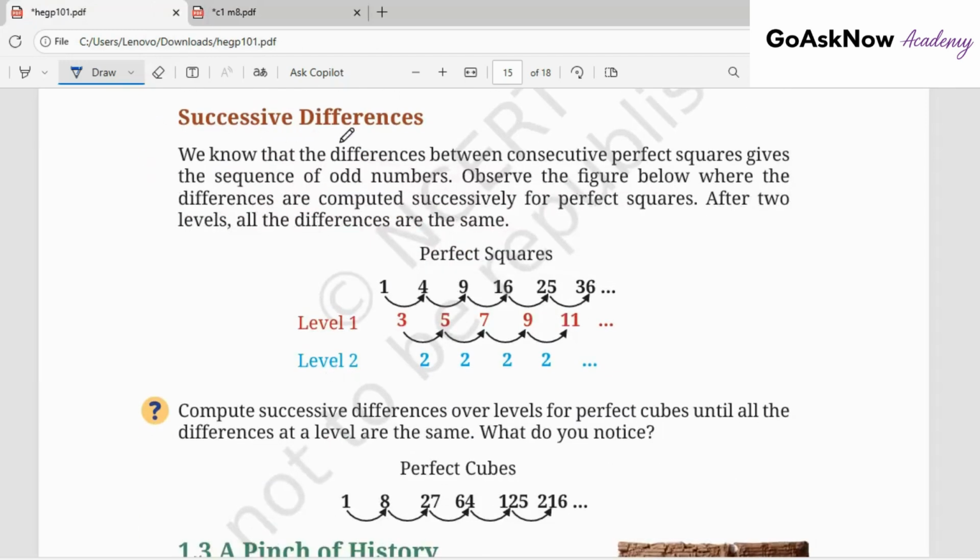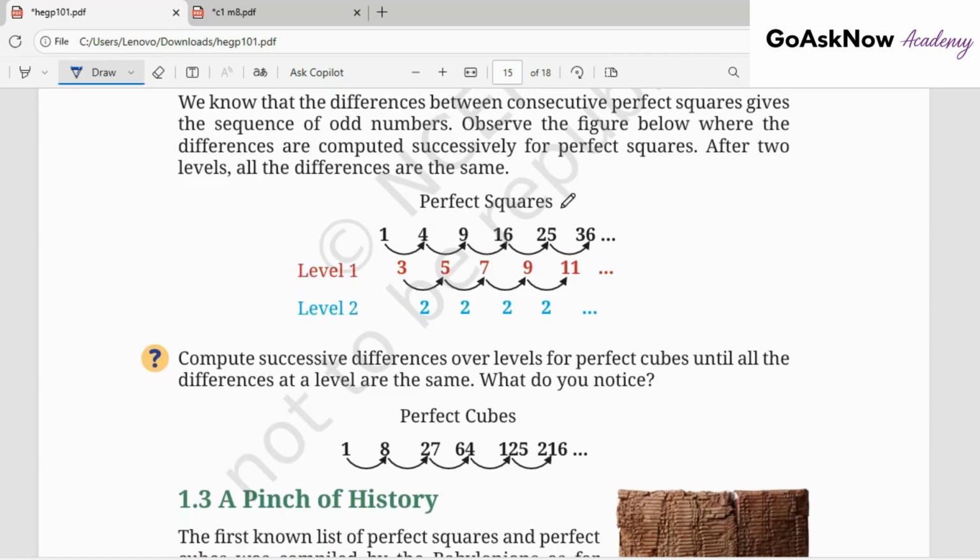Next, successive difference. We know that the difference between consecutive perfect squares gives the sequence of odd numbers. Observe the figure below where the difference is computed successively for perfect squares. After two levels, all the differences are the same. First one, perfect squares 1, 4, 9, 16, 25, 36.